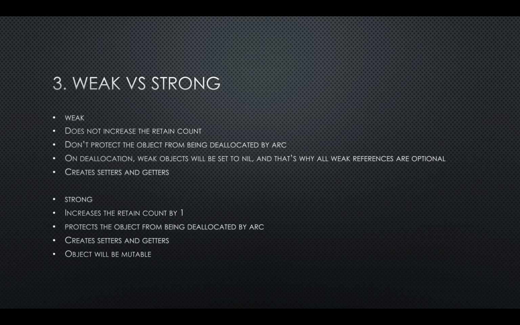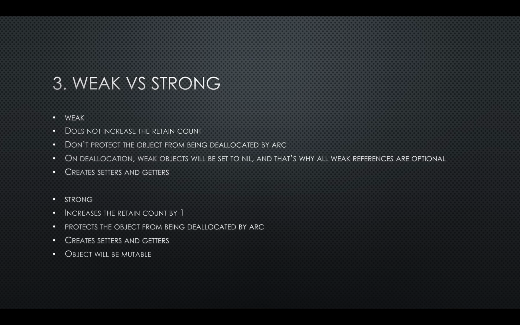Weak versus strong. So what is weak? Weak means that it will not increase the retain count. So it will not have a strong reference to that particular property. The property which you're creating with this weak attribute will be easily deallocated. So it does not protect the object from being deallocated by ARC. What is ARC? We'll see in the next few slides, that is automatic reference counting. And on deallocation, a weak object will be set to nil.